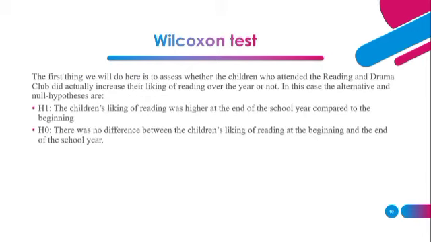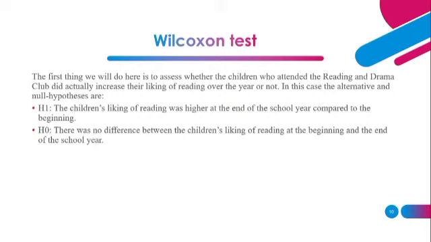The next is the Wilcoxon test. The first thing we will do here is to assess whether the children who attend the reading and drama club actually increase their liking of reading over the year or not. In this case, the alternative and null hypotheses are: first, H1, the children's liking of reading was higher at the end of the school year compared to the beginning. The second, H0, there was no difference between the children's liking of reading at the beginning and the end of the school year.